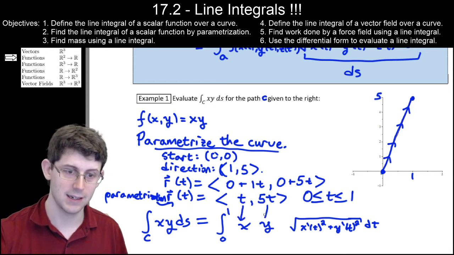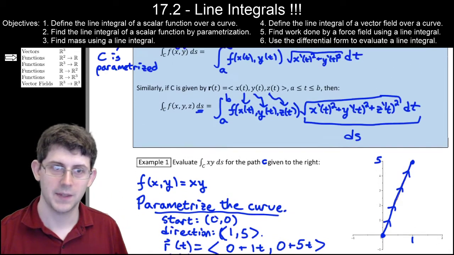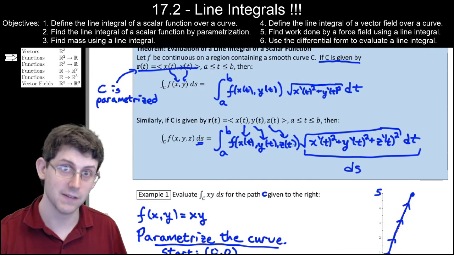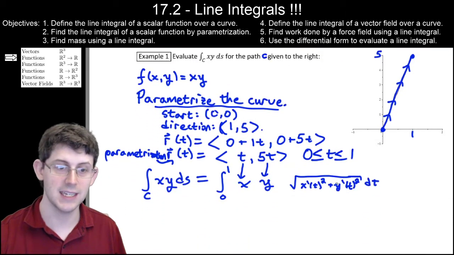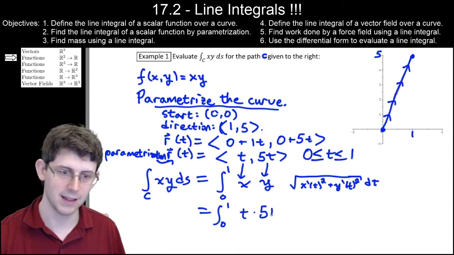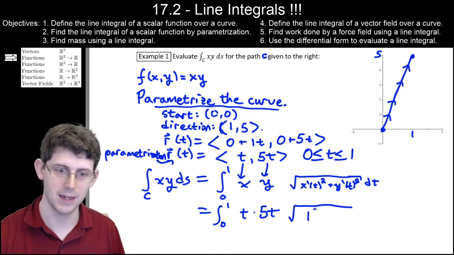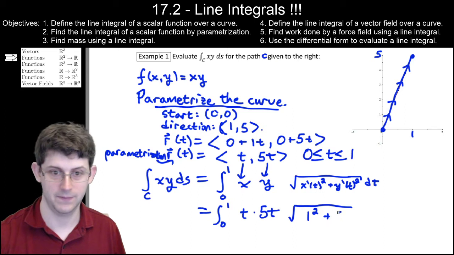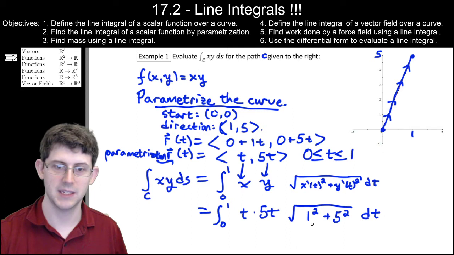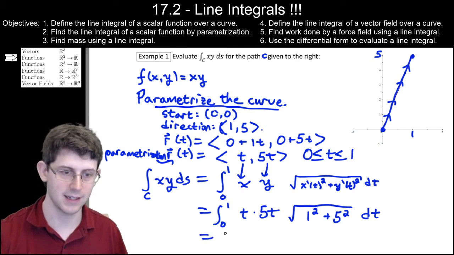What are these things? The answer is the parameterization tells you. Here's x, and here's y. That's why I was drawing these arrows: you take your parameterization, and you plug it into the function, so that everything is in terms of t. So x equals t, that was your parameterization. y equals 5t, that was your parameterization. x prime of t is the derivative of t, that's 1. y prime of t, that's 5. Cool. This is just a number, the square root of 26. And then this is 5t squared.